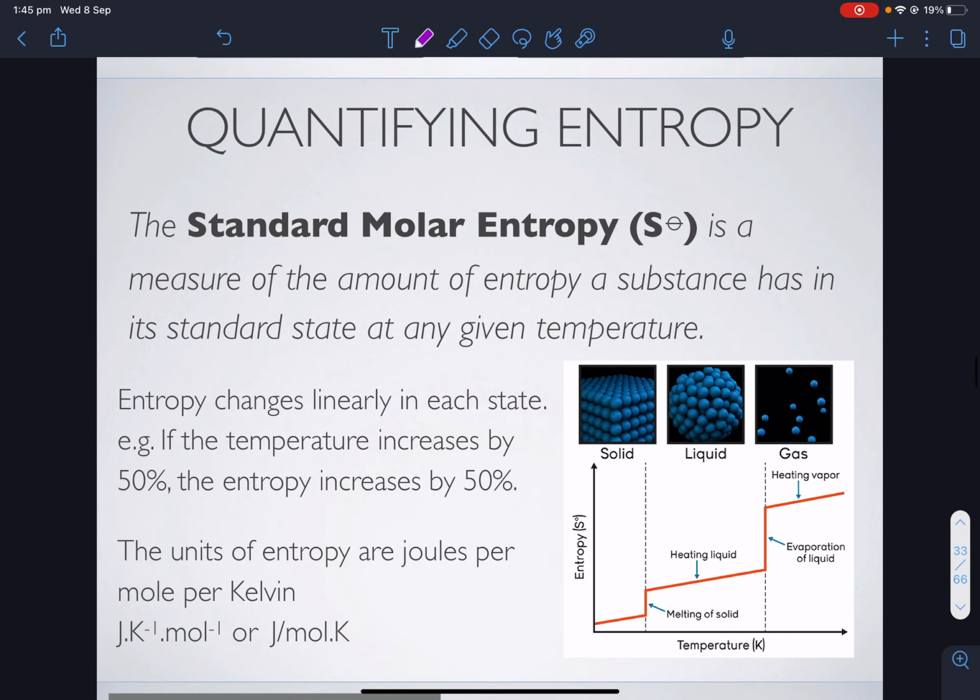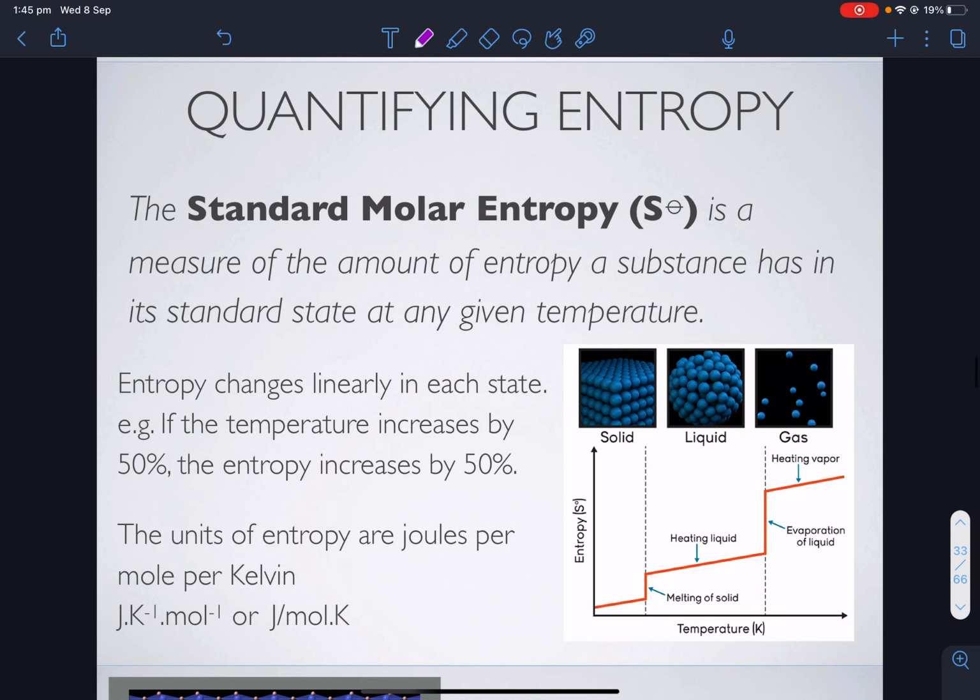Okay, so let's start talking about quantifying entropy. Our standard molar entropy has that funny little symbol that I don't really talk about too much. This means under standard conditions like 25 degrees Celsius, 1 atmosphere kind of thing, okay? I tend to kind of skip it, and most people do, but we should talk about it now and then. Okay, I think that's the last of that tangent. The standard molar entropy, S, is a measure of the amount of entropy a substance has in its standard state at any given temperature, okay?